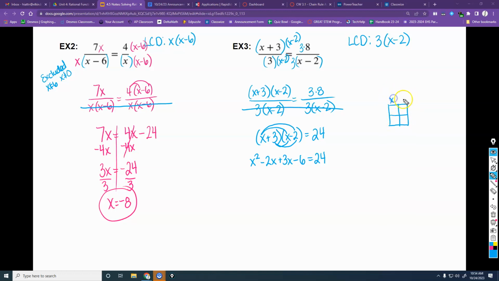Now, if you had Coach Brown, I think he uses the box a lot to multiply. You've got an x and a positive 3, and an x and a negative 2. x times x is x squared. x times 3 is 3x. Here you get negative 2x. Here you get a negative 6. You can put those two together. You're going to get x squared plus 1x minus 6 equals 24.